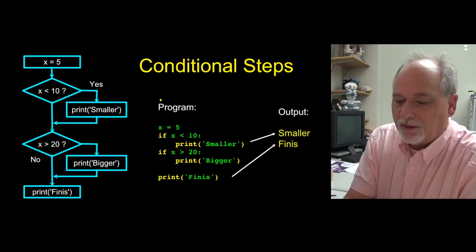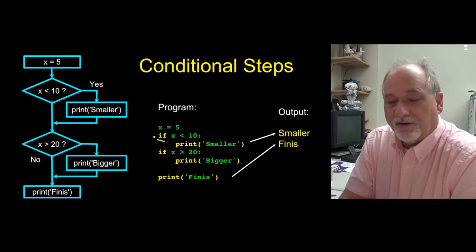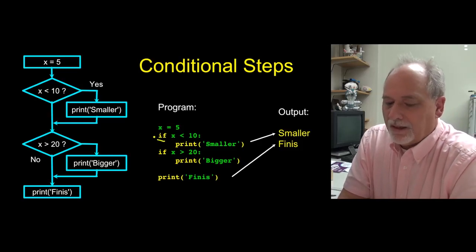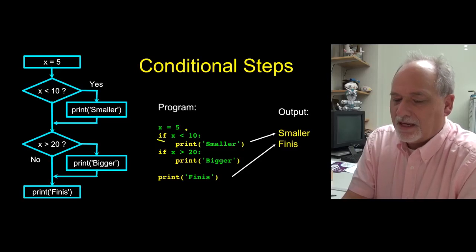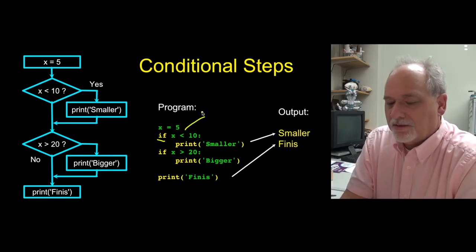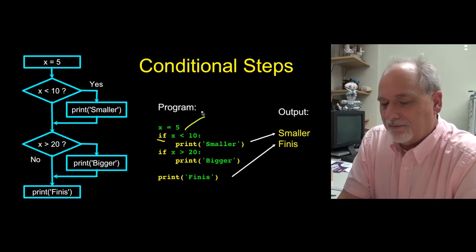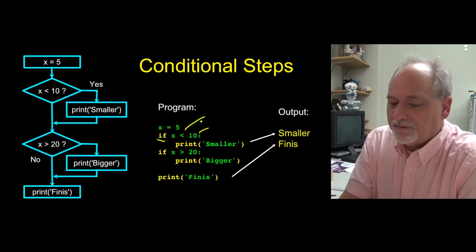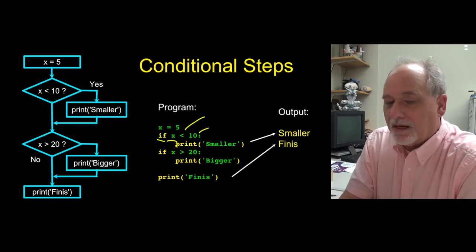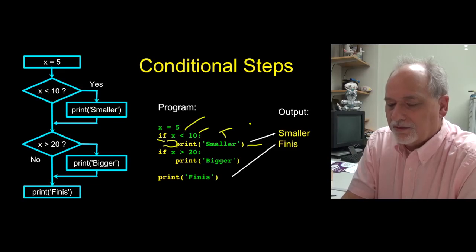The keyword that we're going to use is the if statement. And so if is a reserved word. And the if statement has as part of it a question that it asks. And this is asking if x is less than 10. And the colon is the end of the if statement. And then we begin an indented block of text. This line is the conditional line. If the question is true, the line executes. And if the question is false, the line is skipped.